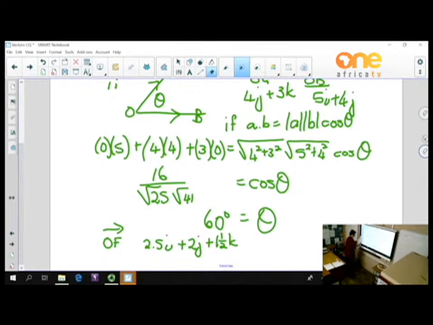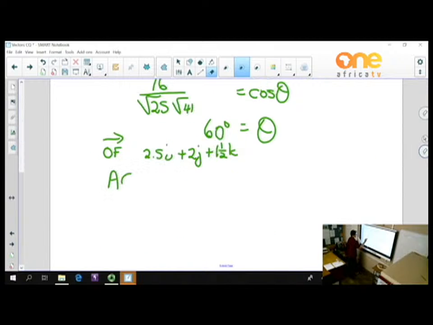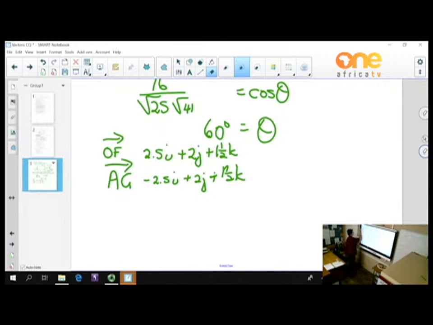And then I also need to find the midpoint of AG. The midpoint of AG. Now, so now you move, again, if you look at your sketch from A to G, you had it already there in the beginning, AG. So that's the negative 2.5i plus 2j plus 1.5k. And this is then exactly at the same point. The fact that the signs here differ doesn't matter. You still get to that same point there on that one.